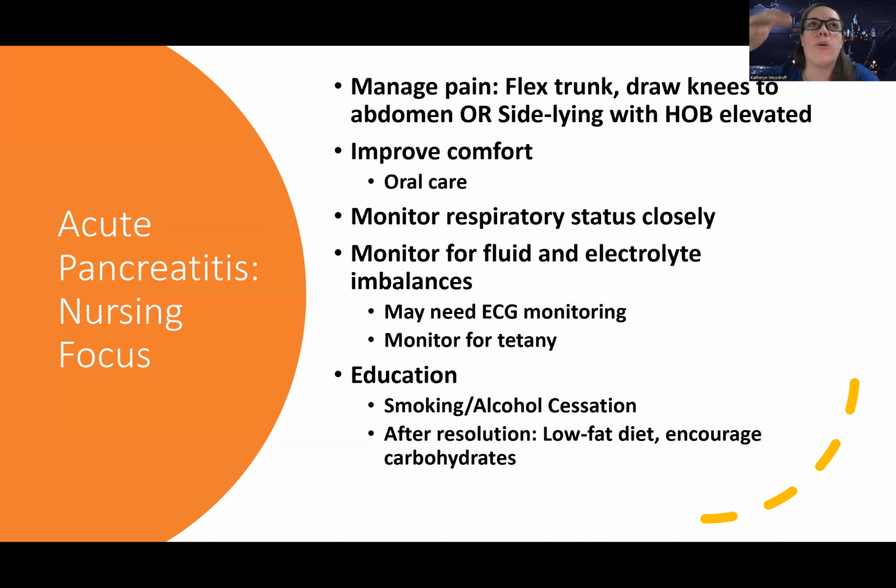Education-wise, if alcohol or smoking is a behavior they regularly engage in, I would encourage them to stop or change those habits. After resolution of their acute pancreatitis, usually a low-fat diet is started, and carbohydrates are less stimulating to the pancreas, so that's usually where we start. When I'm starting them back on a diet after they're getting better, a higher carb diet can actually help because it's less irritating to the pancreas.